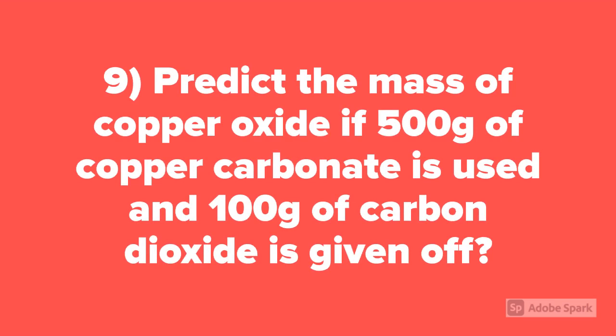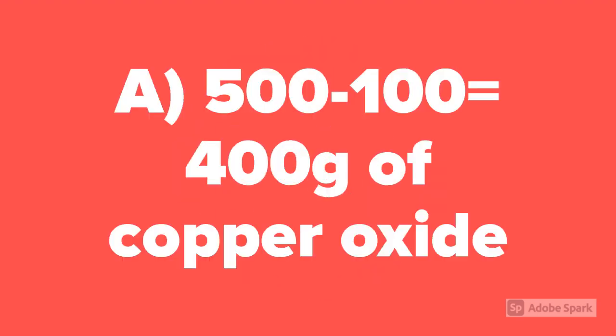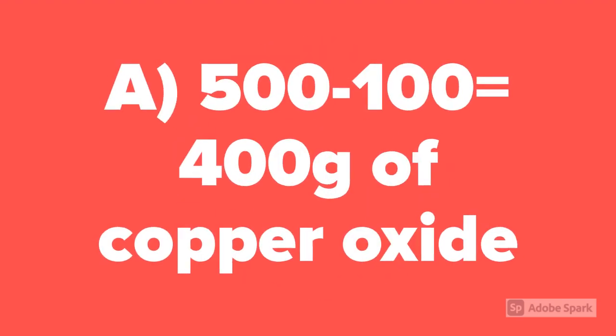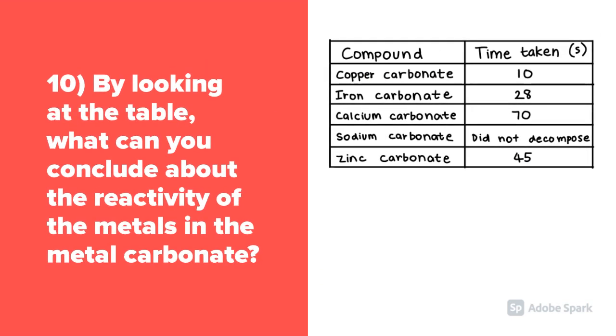Question number ten. Predict the mass of copper oxide if 500 grams of copper carbonate is used and 100 grams of carbon dioxide is given off. Due to the law of conservation of mass, the mass before the reaction, which is 500 grams, is equal to the mass after the reaction, which is also 500 grams. If 100 grams is taken up by carbon dioxide, then copper oxide is going to be 500 minus 100, which is 400 grams.